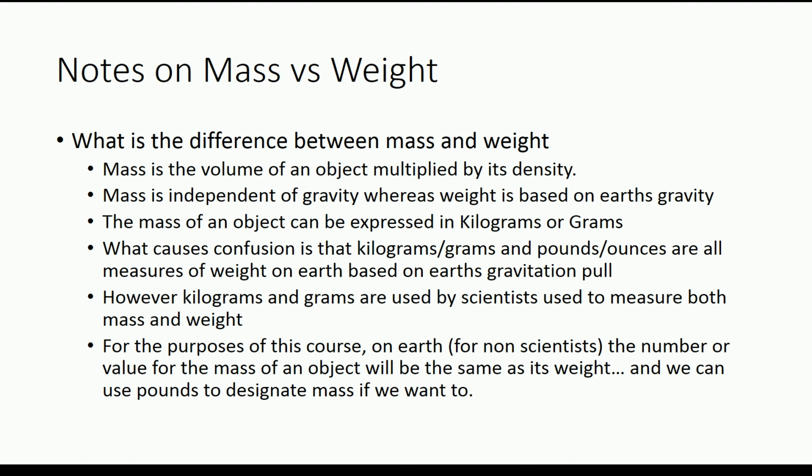So here's some notes on mass and weight. What is mass, right? What is mass as compared to weight? So the mass is the volume of an object, okay, multiplied by its density. This is something you may have learned in high school science class, okay? Mass, the amount of stuff that's in a thing, is completely independent of gravity, right? Remember, weight is based on the gravitational pull of Earth.